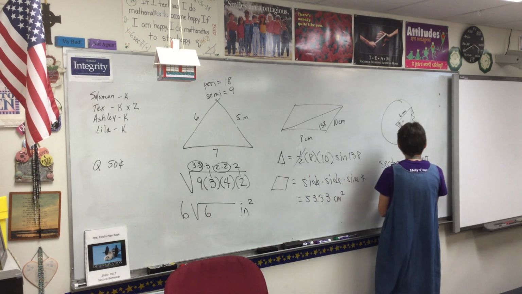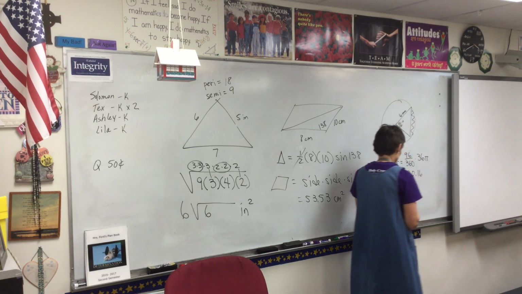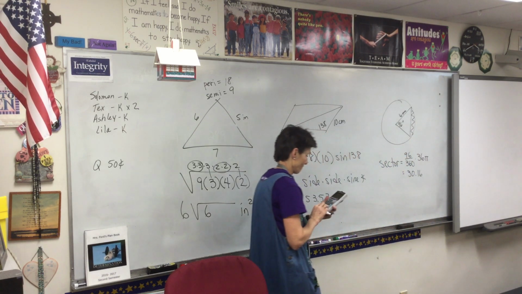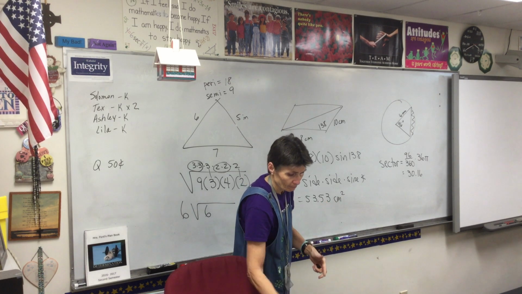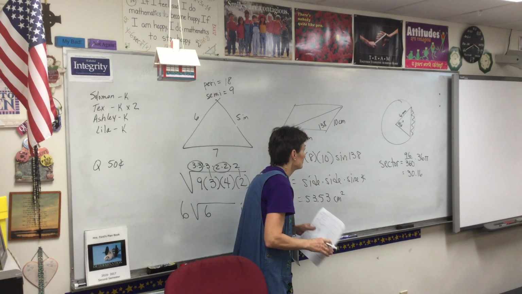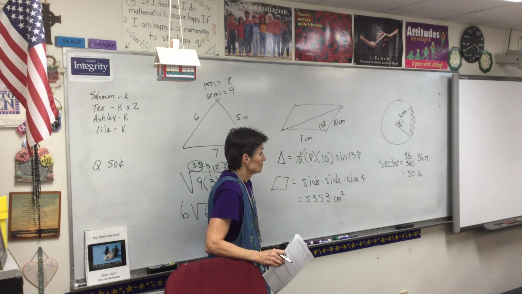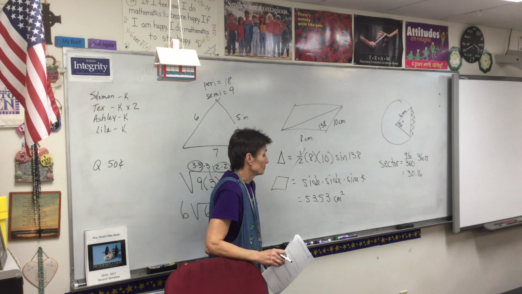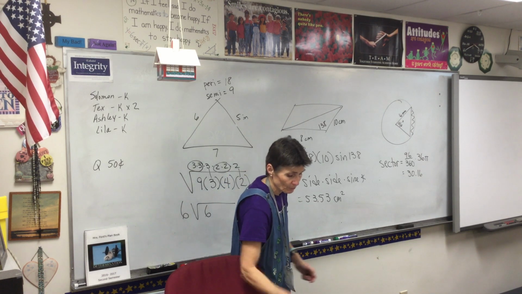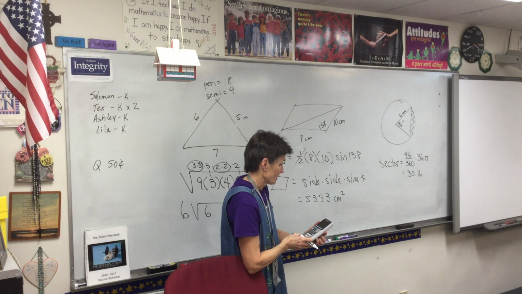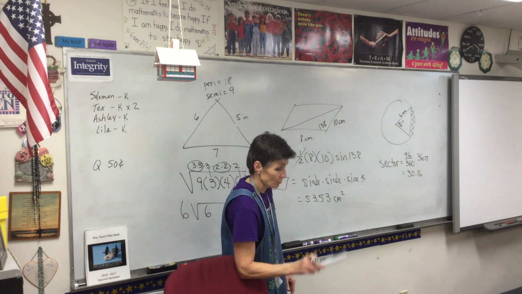I got 30.16. Did I do that right? I think it is. What did you get? 30. Well, you did it wrong. 30. I did it twice and it's 9.6. 96 over 360 times 36 pi. I have no idea what you're doing, but it's 30.